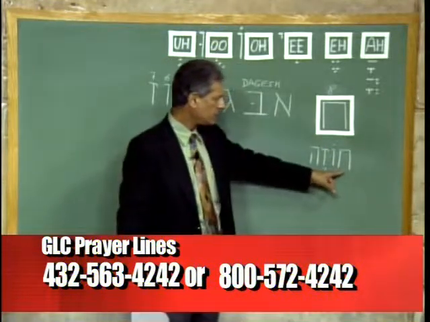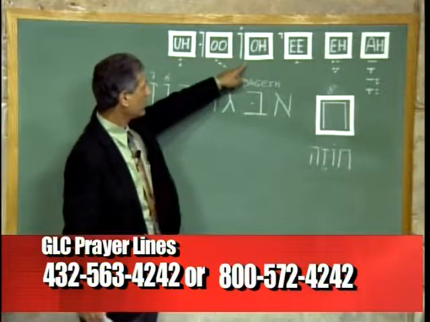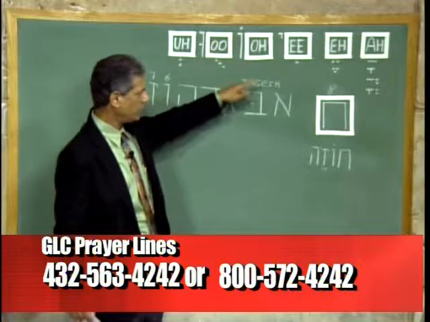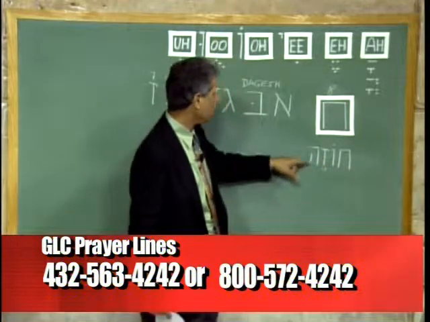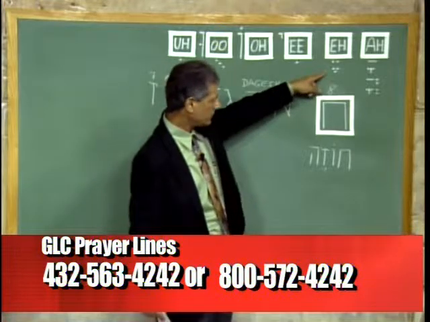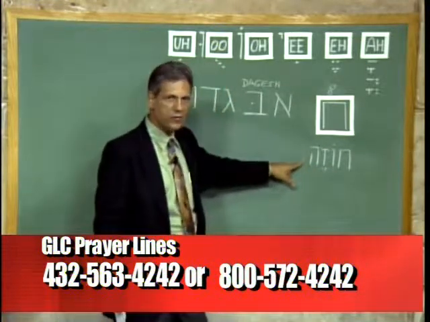I have a het and a vav next to it and a dot on top. Right from here, it's an O sound. So I have ho and then a zayin with an A sound right from here. Ho ze. What is this hey doing here?